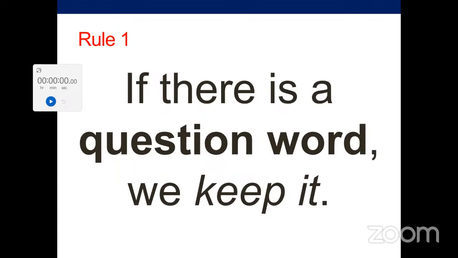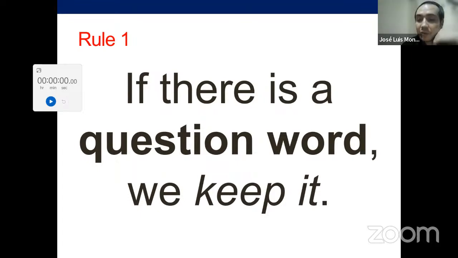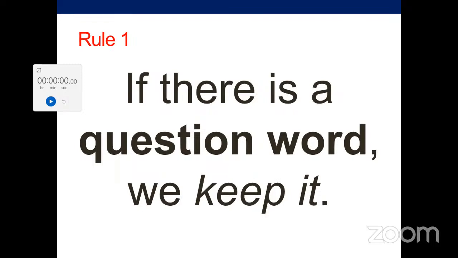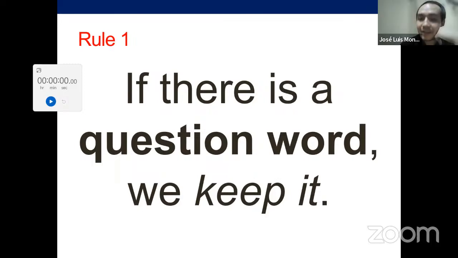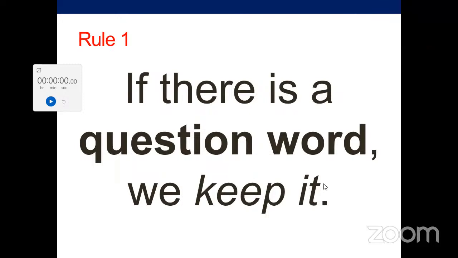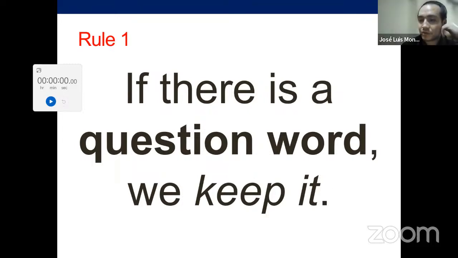I'm going to help you with this one. What is the difference between a yes-no question and an information question? For the words what, where, who? Correct, exactly. Those are question words. Okay, very good. So if there is a question word, we keep it, right? If we see that we have a question word, we don't have to change that question word, right?